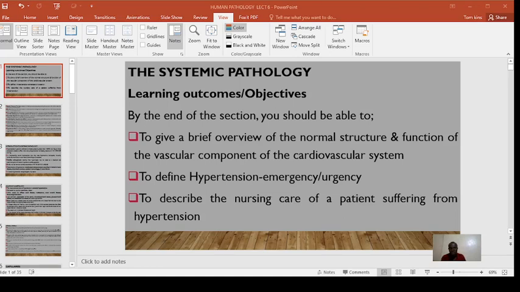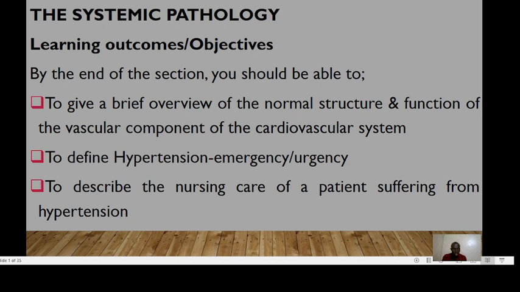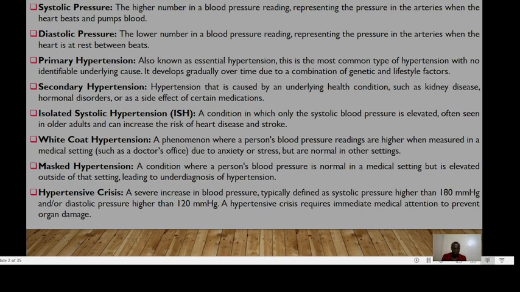In this session, we are going to look at systemic pathology. So, in systemic pathology, we have a number of objectives. Number one is to give a brief overview of the normal structure and function of the vascular component of the cardiovascular system. We need to define what is hypertension emergency, what is hypertension urgency, what is primary hypertension, and what is secondary hypertension. Lastly, we'll be able to describe the nursing care of a patient suffering from hypertension.